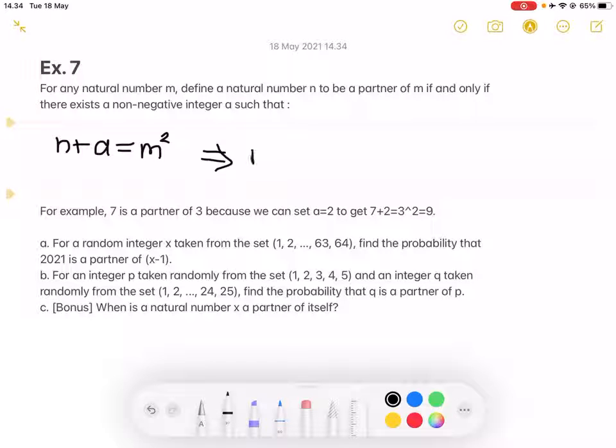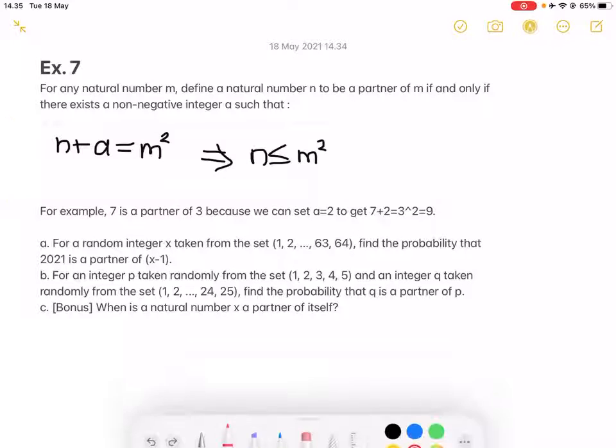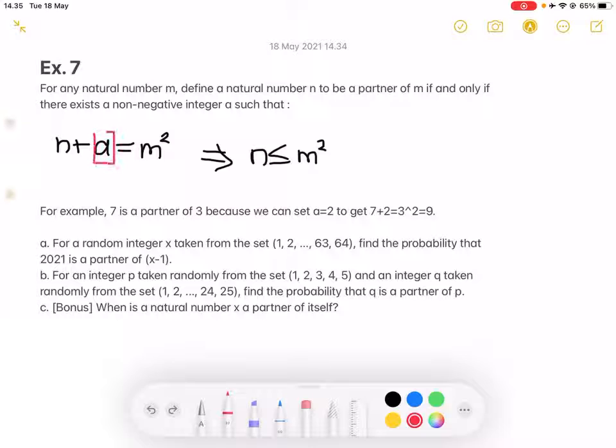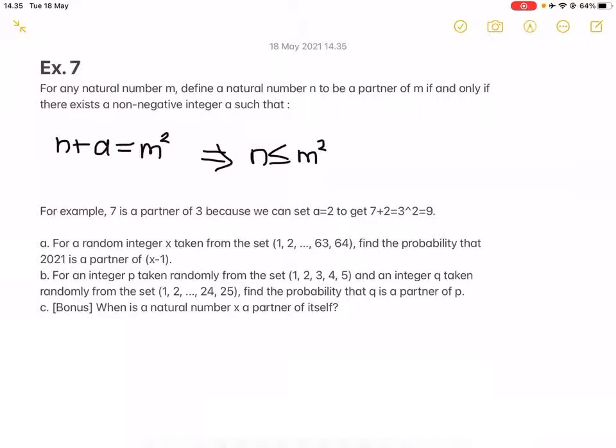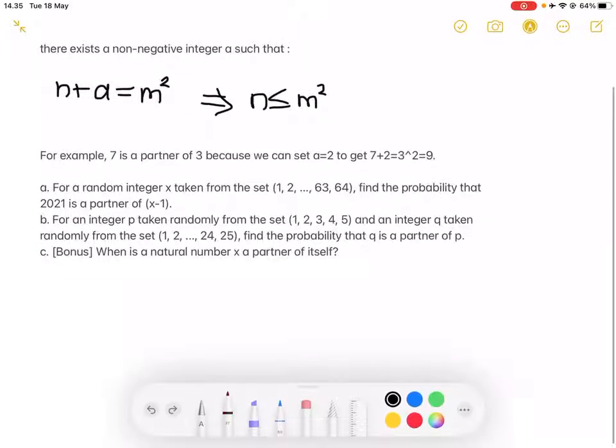So notice that we can change this into n is less than or equal to m squared, where equality holds when a is equal to 0. Notice that this makes sense because a could be 0 or positive, which means n could be less than or equal to m squared. So we have turned this equation into this inequality, which means that we can solve part A quite easily.